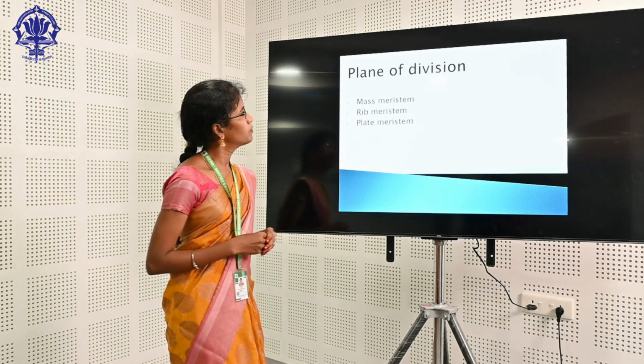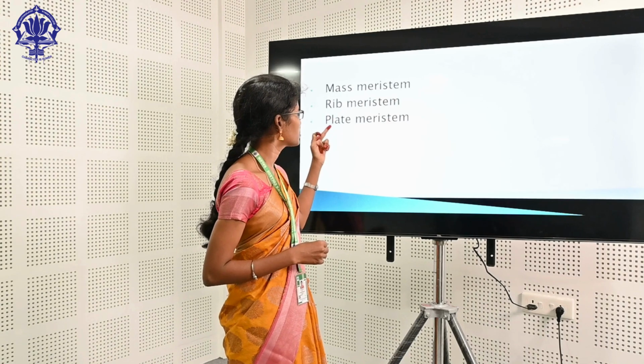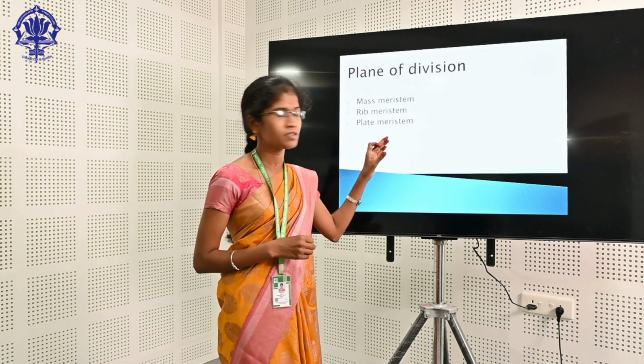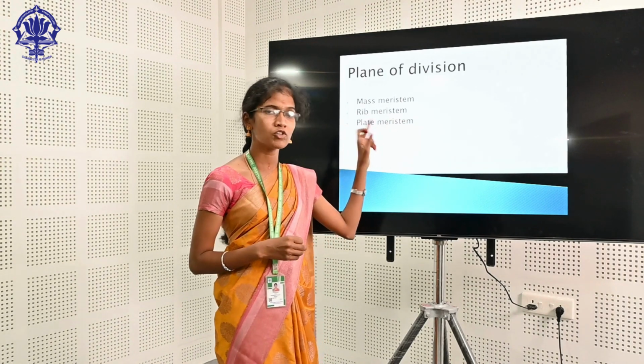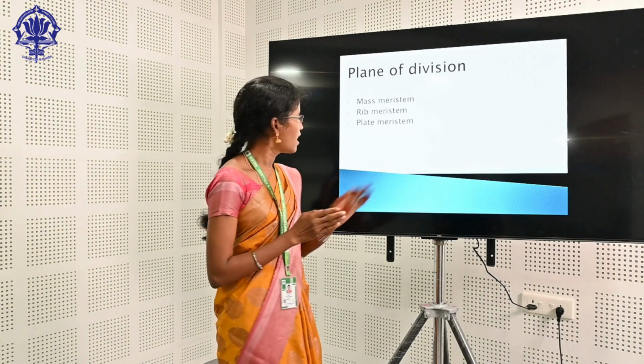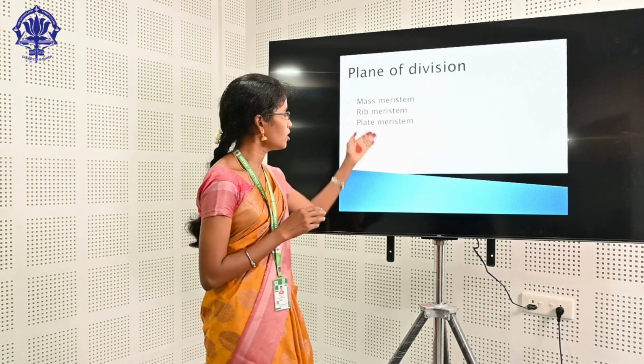Next slide. Plane of division. Plane of division is divided into mass meristem, rib meristem and plate meristem. Mass meristem is a group of cells. Rib meristem, also known as file meristem, is the elongation of cells. Plate meristem is the division of one cell. This is called plate meristem.